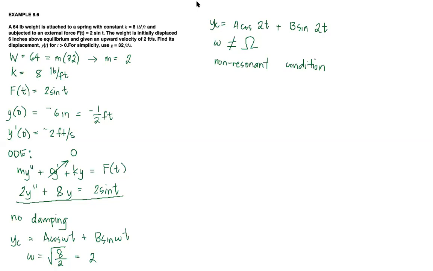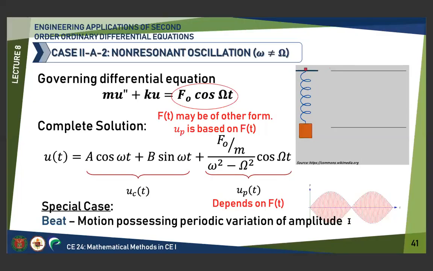So what we can do at this point is to check what solution is available for us for non-resonant oscillation, where the natural frequency is different from the frequency of the oscillating function. Similar to example 8.5, we already have a derived formula. However, keep in mind that this one is actually derived from the method of undetermined coefficients.